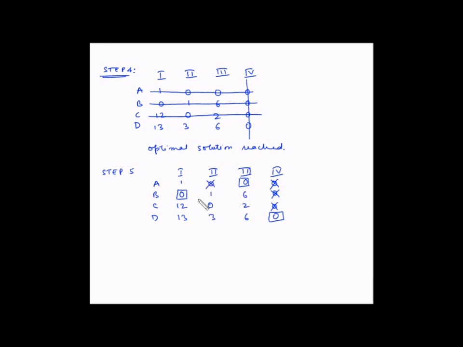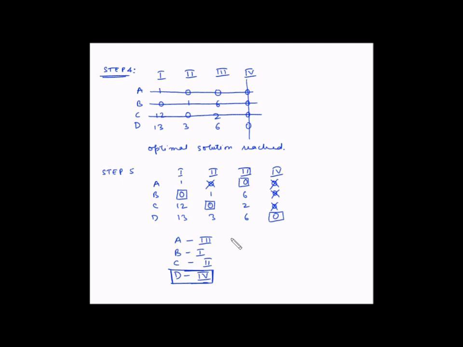Now let's again go row wise. First is already assigned, second is already assigned, third we have a 0 available, so let's select this, and there are no other zeros, and D is also already assigned. So now we have our final assignment, that is A is assigned to 3, B is assigned to 1, C is assigned to 2, and D is assigned to 4. So what this means is that D is the one which will remain unallocated.